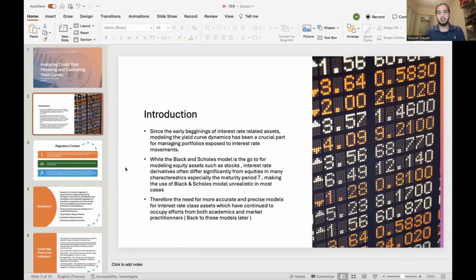Since the early beginning of interest rate related assets, such as loans, mortgages, etc., modeling the yield curve dynamics has been a crucial part of managing portfolios exposed to interest rate movements, because these assets are intimately related to the interest rates. We can imagine that any move in the interest rate can affect these asset classes significantly. Thus, the need for a crucial and accurate modeling of these yield curves, so we can better comprehend our risk management strategies and our portfolio management strategies.